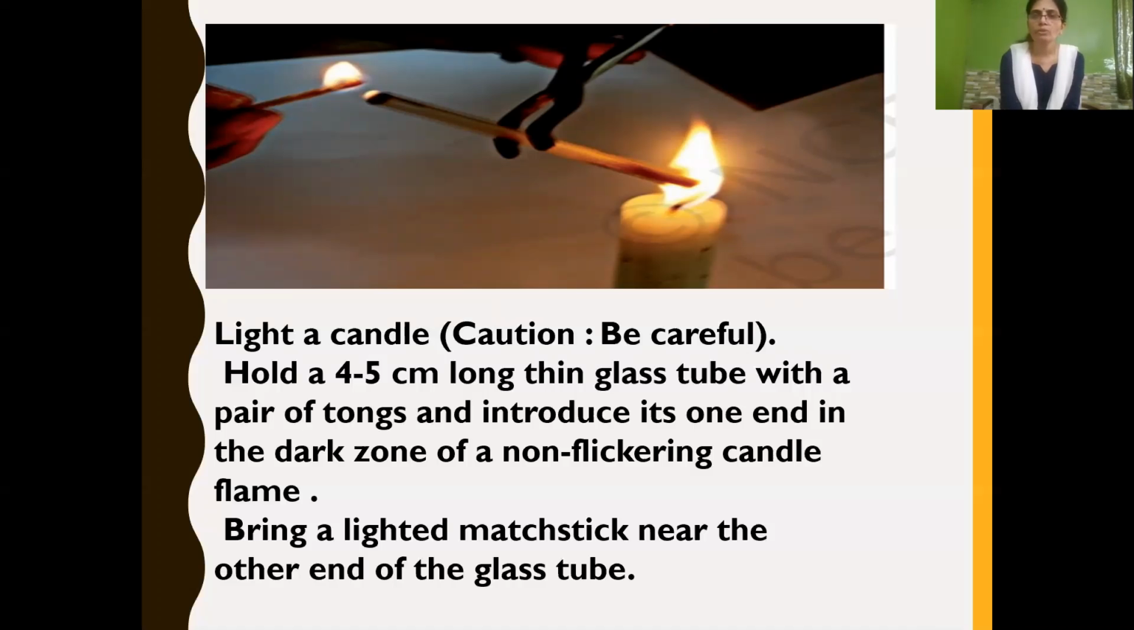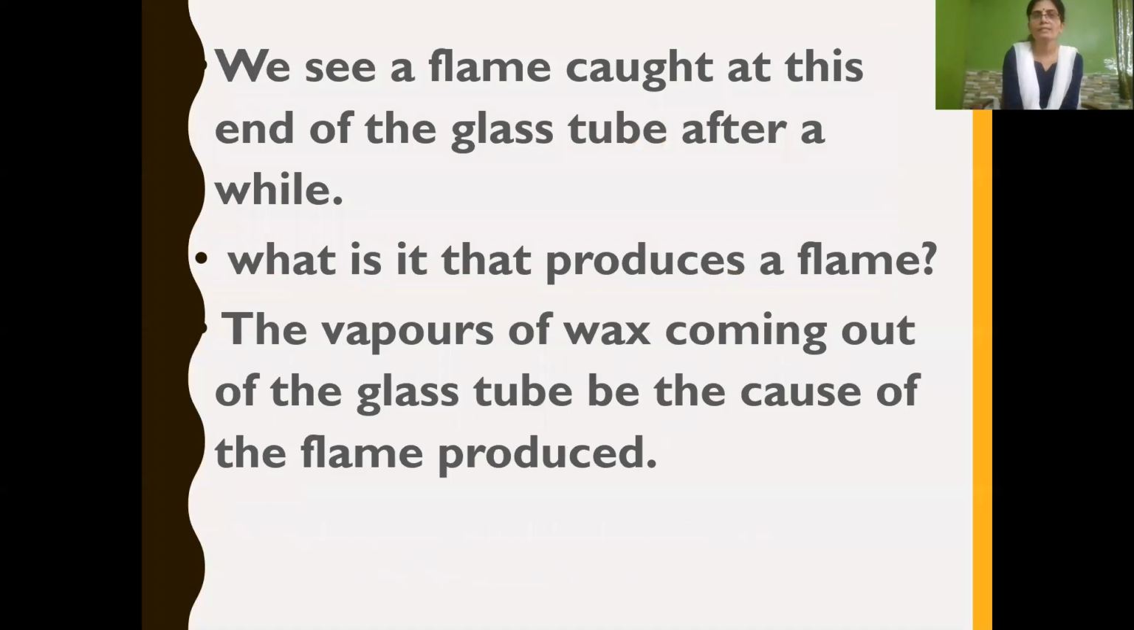Now what we have to do is bring a lighted matchstick near the other end of the glass tube. Got that, children? One end of the glass tube is in the flame of the candle, and now we keep a lighted matchstick near the other end of the glass tube. Now what we can see is a flame caught at the other end of the glass tube after some time.